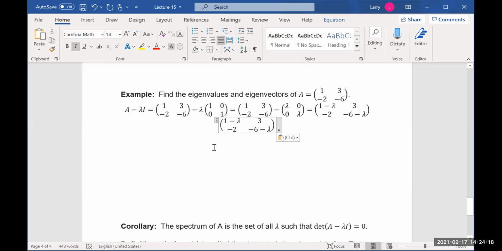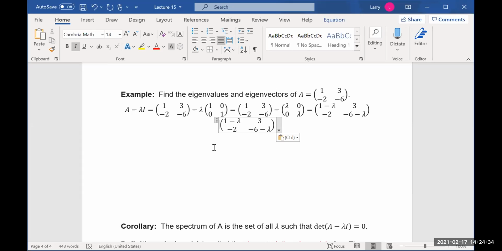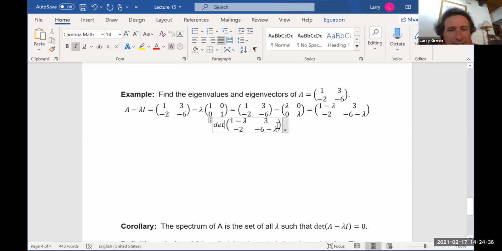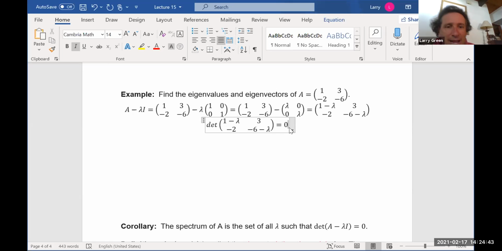It's the other way around. If the null space is trivial, then the determinant is non-zero. If the null space is non-trivial, then the determinant equals 0. So we can set the determinant of this matrix equal to 0 to find out which lambdas will give us an eigenvector.